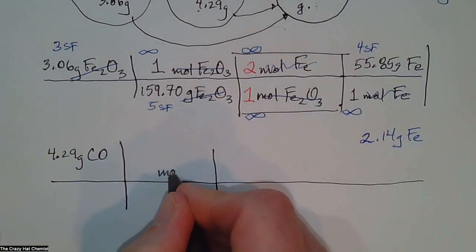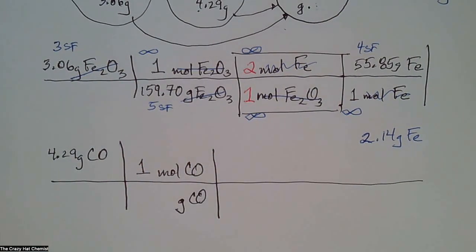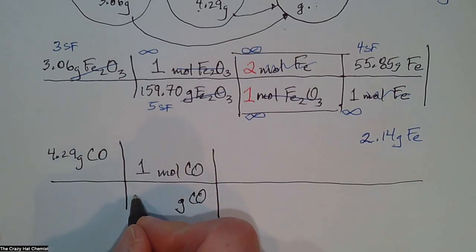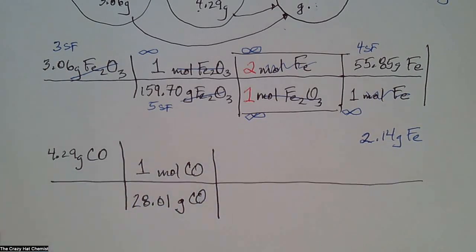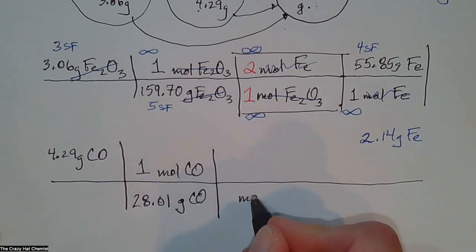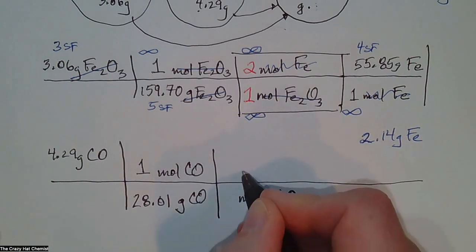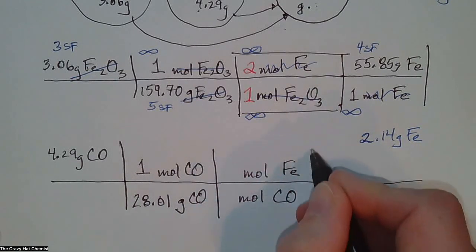So that's moles of carbon monoxide, and that's 1 mole. And then I'm going to look at the molar mass for carbon monoxide. Oxygen has 2 decimal places. Carbon has 3. So this answer will be rounded to 2 decimal places. That's 28.01 for the molar mass of carbon monoxide. Canceling out moles of carbon monoxide. And then I want moles of whatever it is that I want, and that's iron.